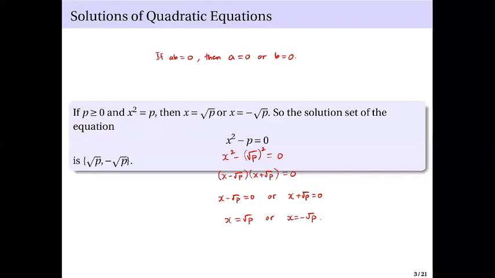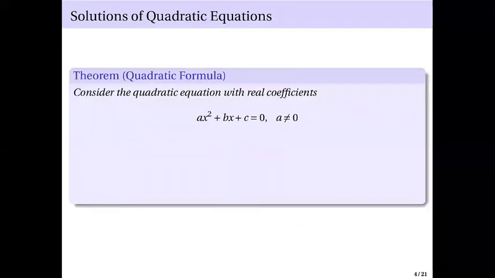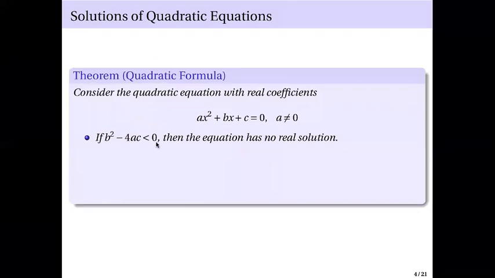Now, another way of solving quadratic equations is via the quadratic formula. So let us consider the equation ax squared plus bx plus c equals 0, where a is not equal to 0. Then, if b squared minus 4ac is less than 0, this equation has no real solution. So b squared minus 4ac is less than 0. The equation has no real solution.